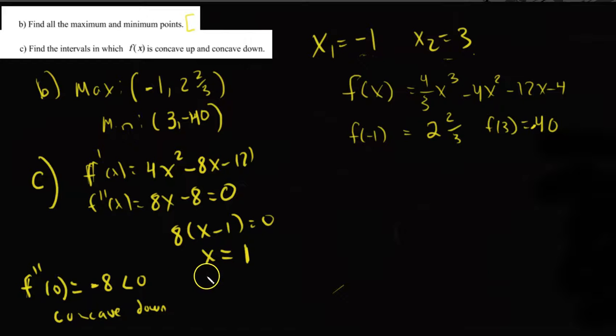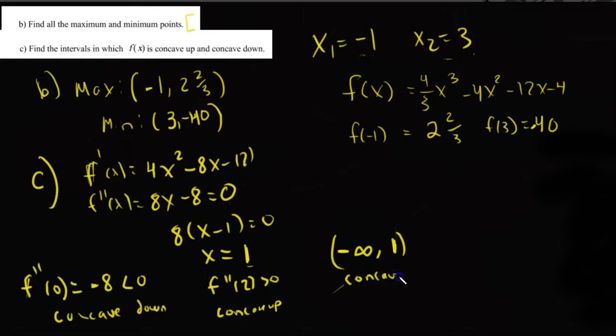And if we take a number after 1, such as 2, f double prime of 2 is greater than 0, so we can conclude that it's concave up. So basically, our final conclusion is that from negative infinity to 1, it's concave down, and from 1 to infinity, it's concave up.